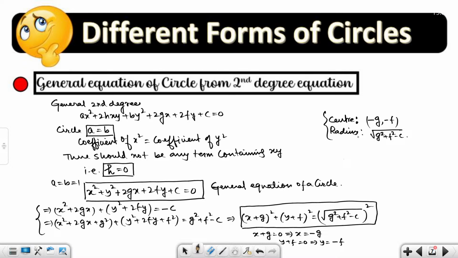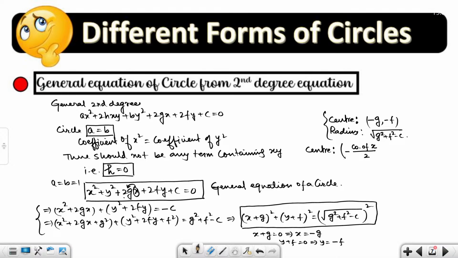What is your g? g is basically the coefficient of x divided by 2. So how will we remember to find the center? It's the coefficient of x divided by 2, and the plus sign was there, and here it is minus sign, so change the sign.